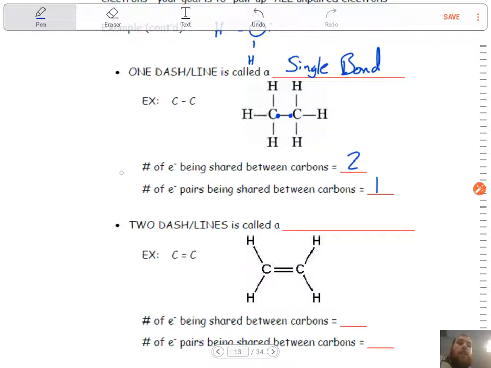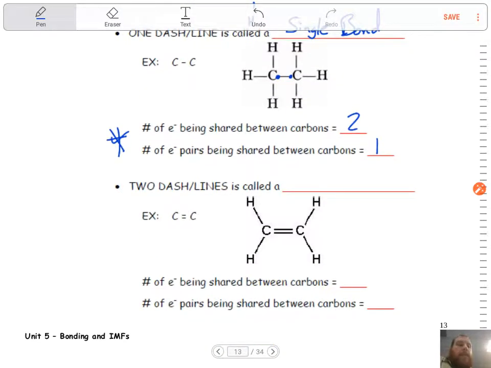Make sure you note that with multiple choice questions, the Regents will try to trip you up by asking things like pairs or total number of electrons, so read the question carefully. If we have 2 dashed lines between atoms, it's called a double bond. If we drew those in, electron, electron, electron, electron, how many total electrons? You've got 4 being shared, for a total of 2 pairs.